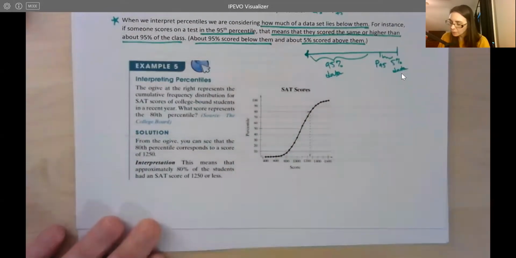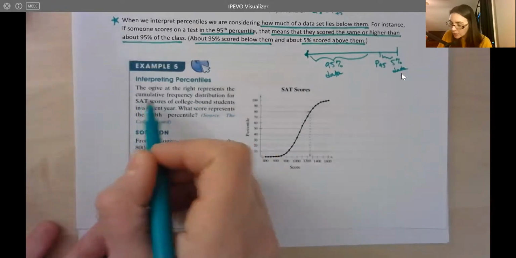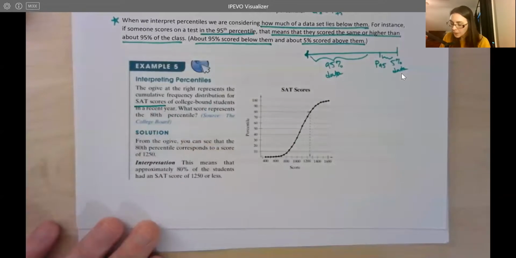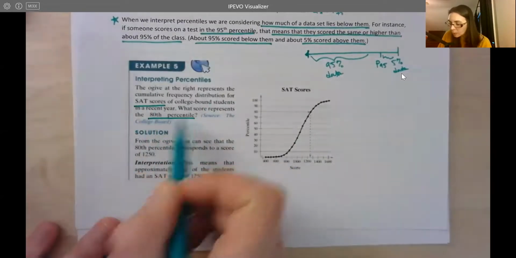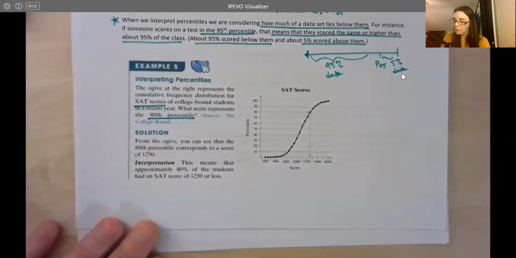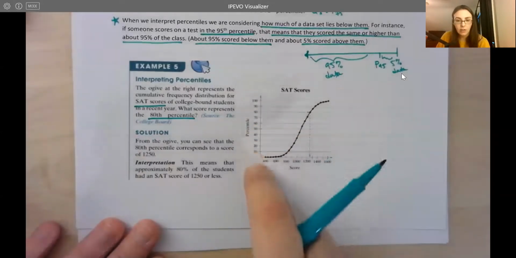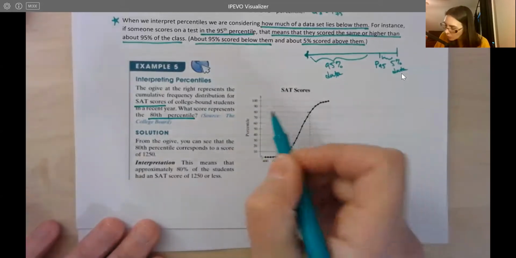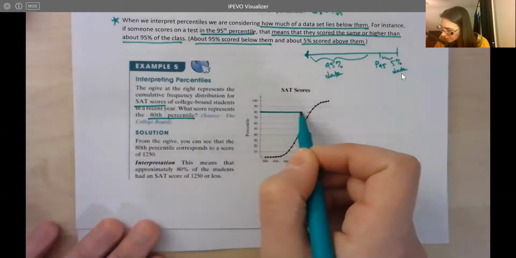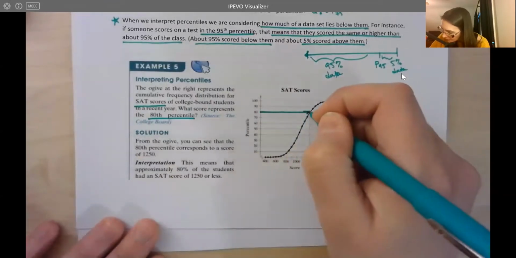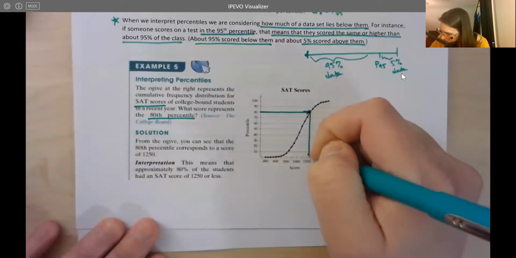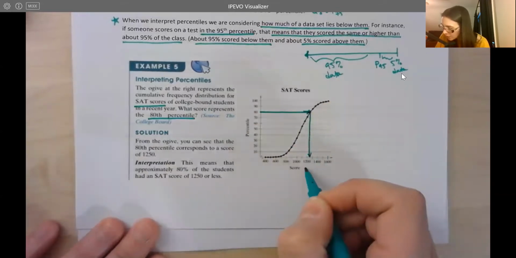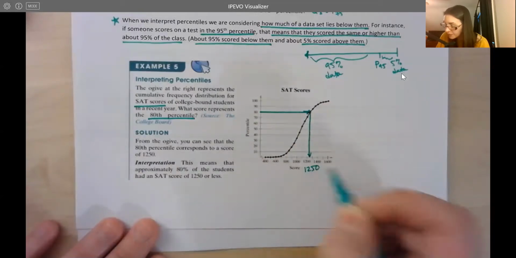So here we have an ogive graph on the right, and it represents the cumulative frequency distribution for SAT scores of college-bound students in a recent year. What score represents the 80th percentile? So how do we read this graph? First of all, we see our percentiles here on the y-axis, and then we see our SAT scores here. So by lining this up, the 80th percentile is over here, and then if I take that point and I go down, it looks like it's right in between 1200 and 1300. So that score is about 1250.